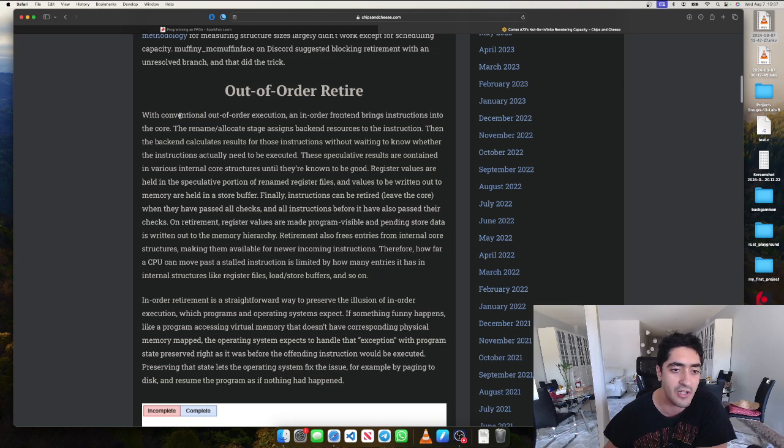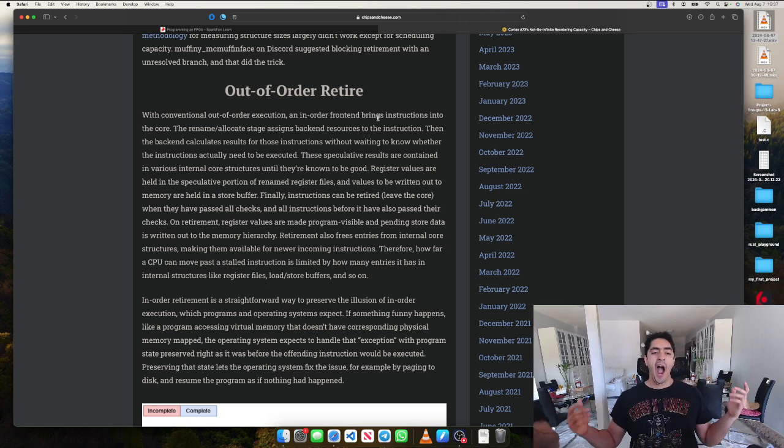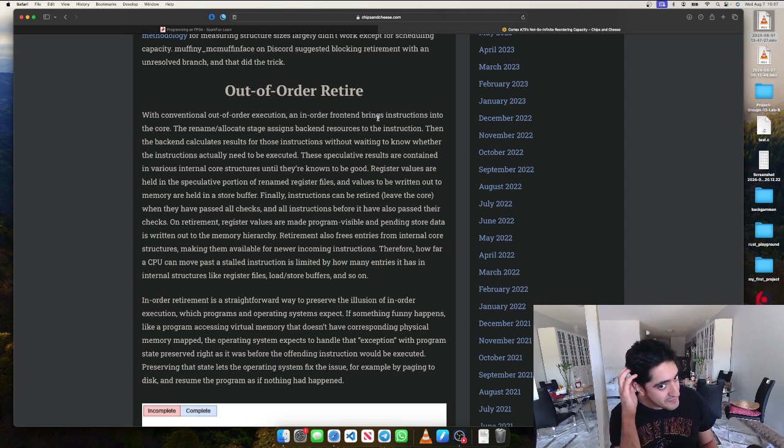With conventional out-of-order execution, an in-order frontend brings instructions into the core. The rename allocate stage assigns backend resources to the instruction. Then the backend calculates results for those instructions without waiting to know whether the instructions actually need to be executed. It's a hard article.